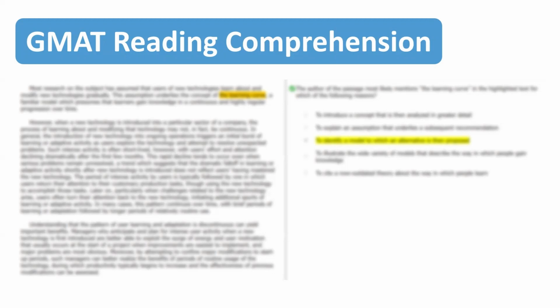Let's take a look at reading comprehension in the GMAT. To be clear, we're talking about the verbal section, and these are the longer passages, each of which has 3 or 4 questions. The first thing to note is that you only see one question at a time, and you don't know what's coming up next.